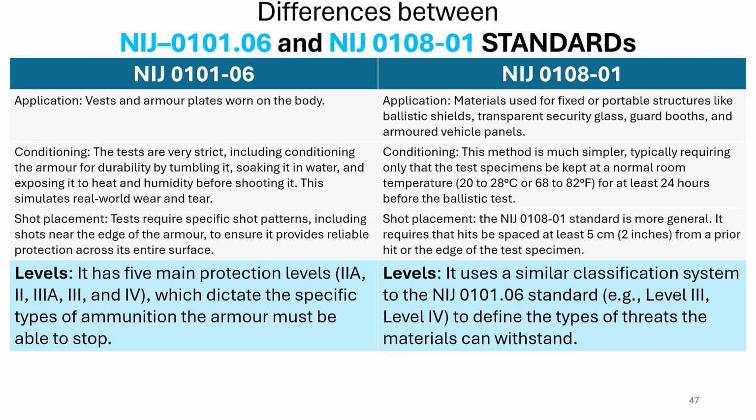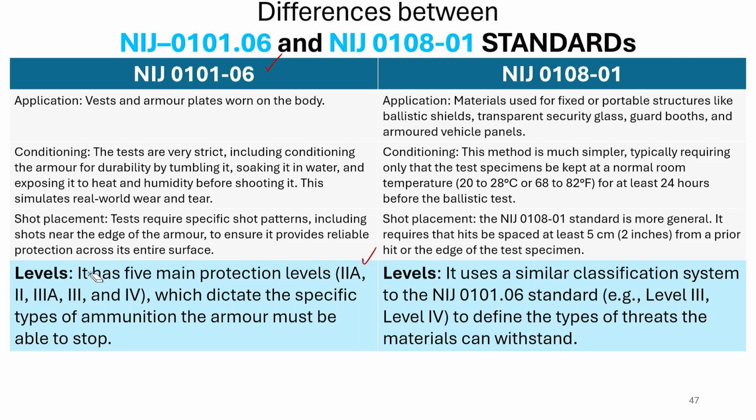NIJ 0101.06 basically has different levels, which we can express as 5 main levels: 2A, 2, 3A, 3 and 4. As we increase from 2A to 4, the threat level increases. So 2A is the lowest level and 4 is the highest level of protection.